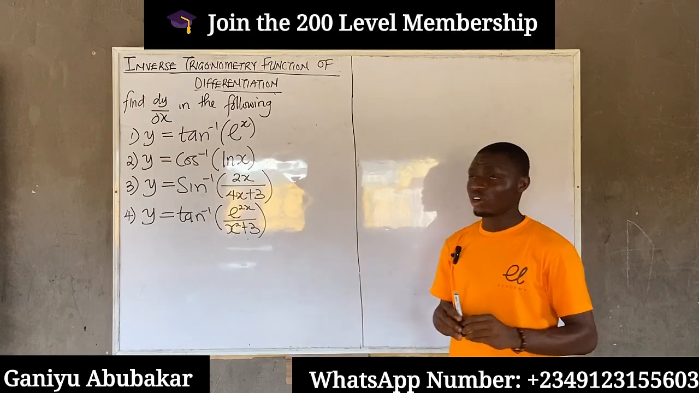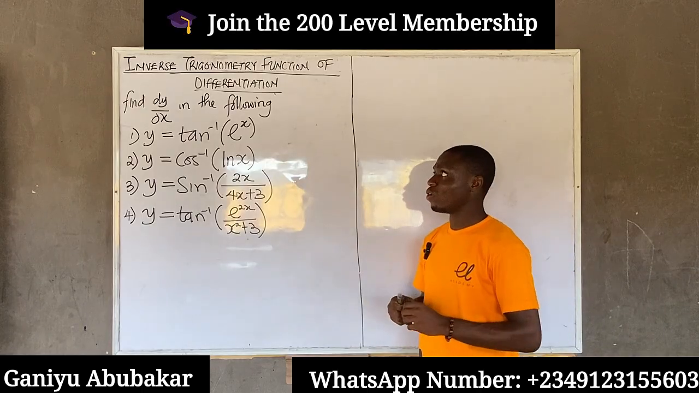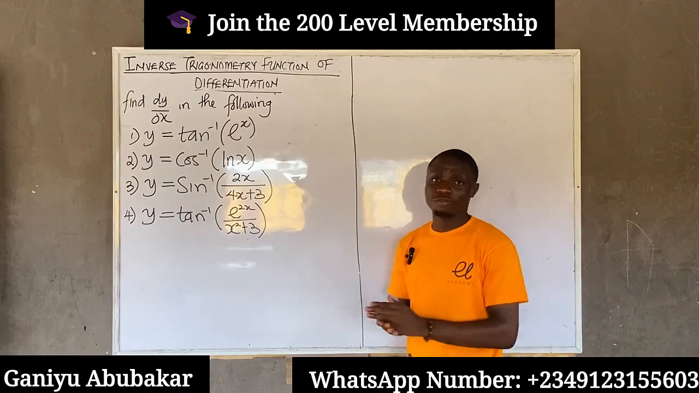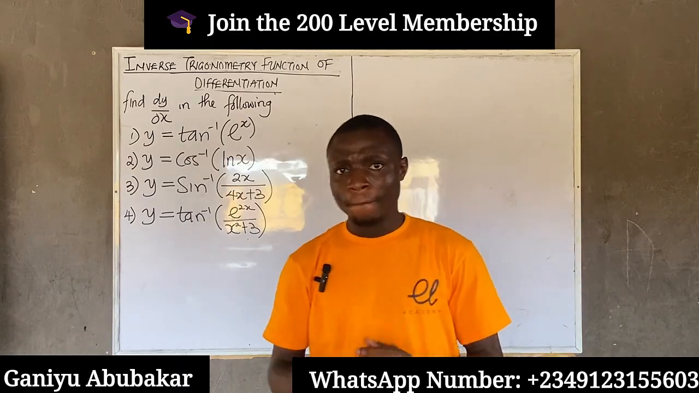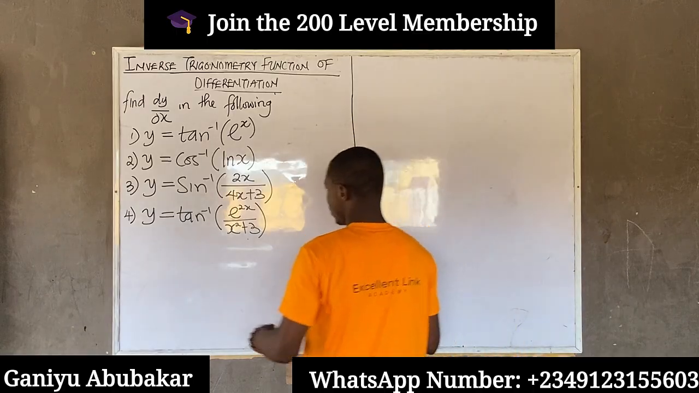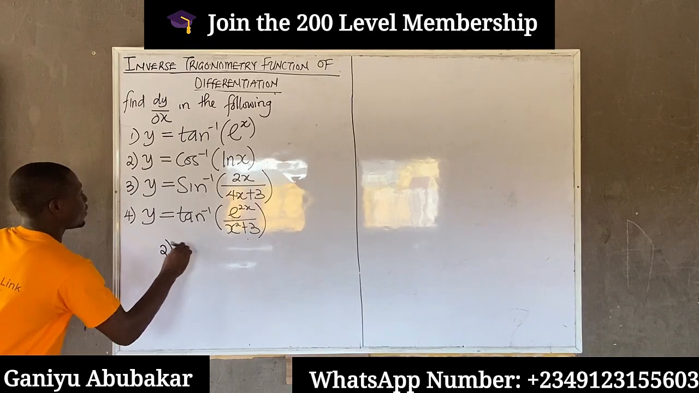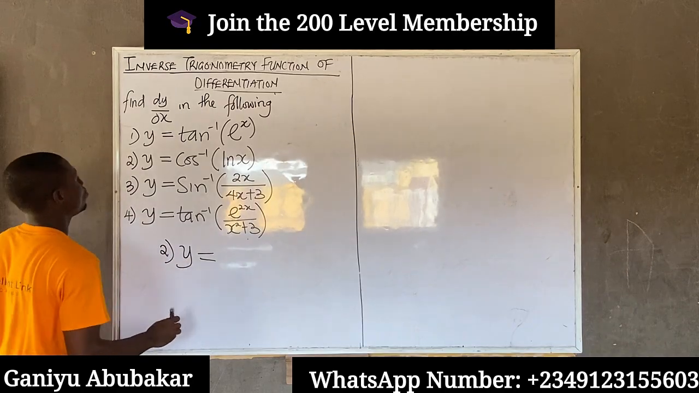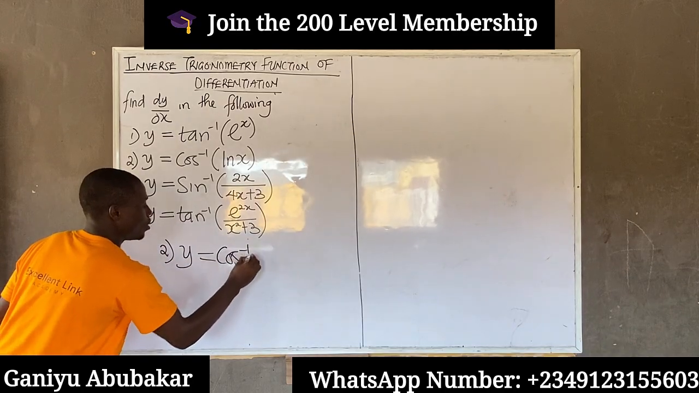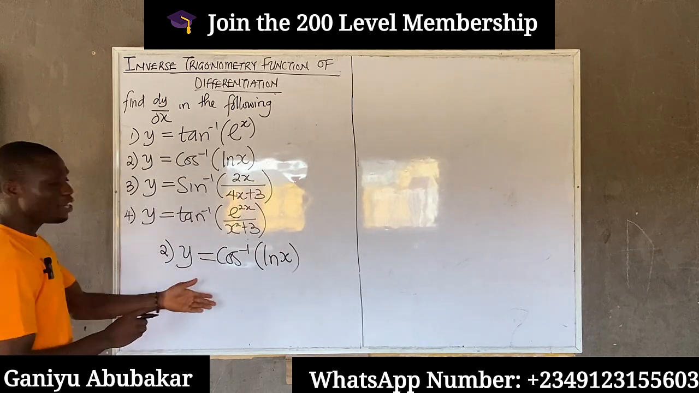To the second video on how we can solve question 2, 3, and 4 using the concept of inverse trig function of differentiation. So how do we solve question 2? It's simple as first things first. Question 2 says, given that y is equal to cos inverse of ln x. Alright, how do you solve this?